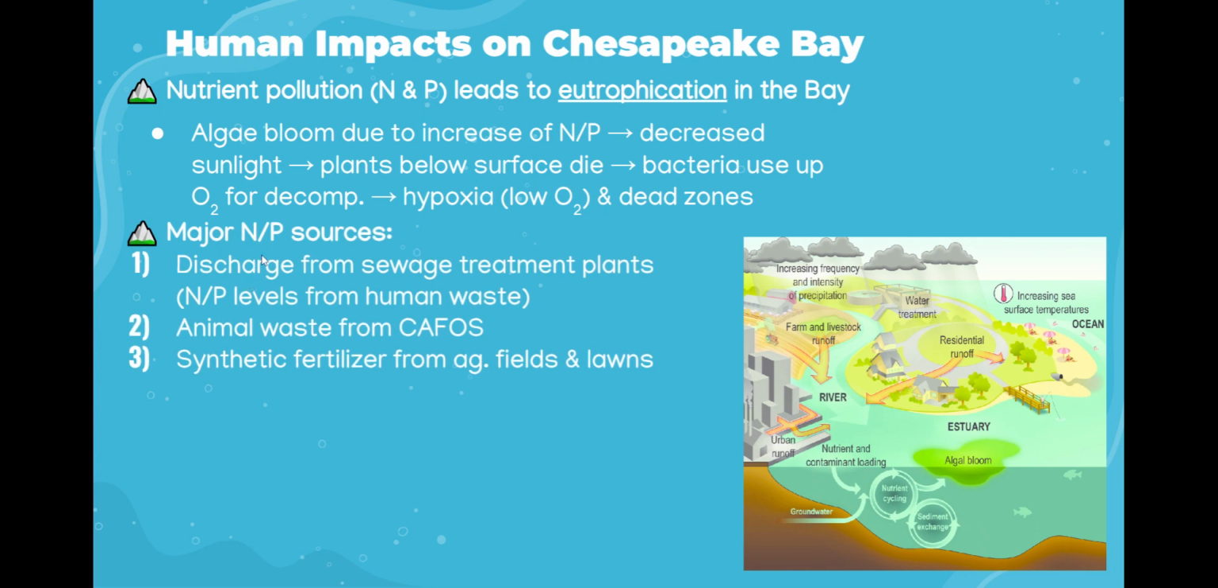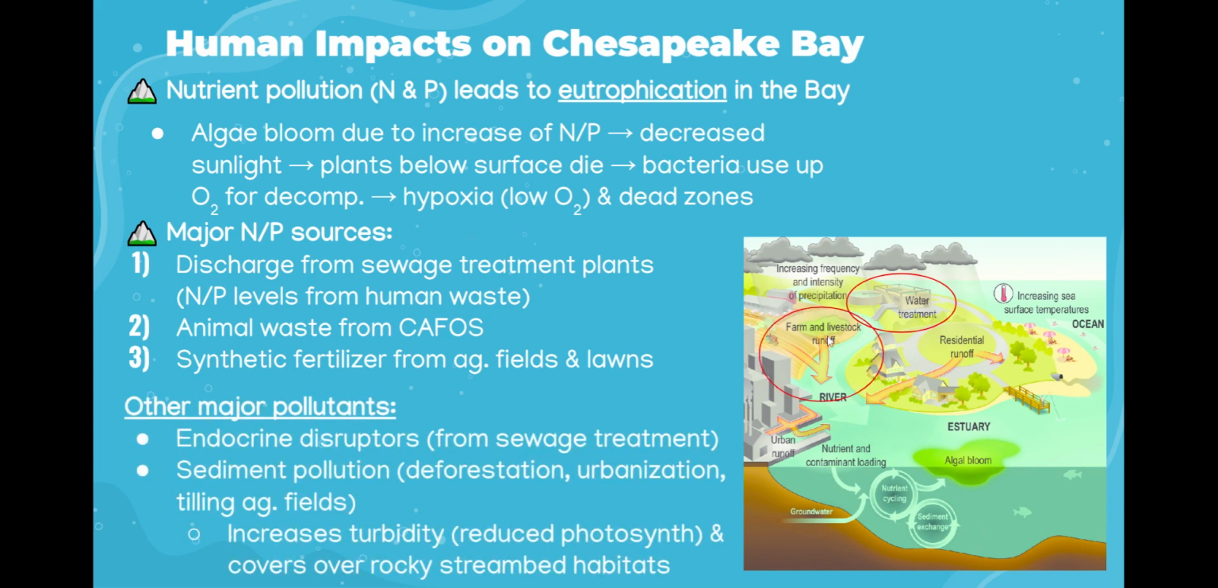So major sources of nitrogen and phosphorus into watersheds, the Chesapeake Bay, and just water in general: discharge from sewage treatment plants, they're going to be releasing a lot of nitrogen and phosphorus from human waste; animal waste from CAFOs; synthetic fertilizer from agricultural fields and lawns. So water treatment plants empty out into the water. And we can see other things here like the farm and livestock runoff. Other major pollutants also include endocrine disruptors from sewage treatment. We're going to get into endocrine disruptors in Unit 9. So we're almost there. We have a few more units to go before we get here.